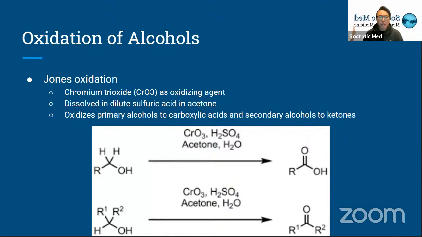And then another form of oxidation is called Jones oxidation. This is when it uses chromium trioxide as an oxidizing agent. CrO3 is the formula for chromium trioxide. In this reaction, the chromium trioxide is dissolved in dilute sulfuric acid in acetone, and it functions similar to those strong oxidizing agents, where it oxidizes primary alcohols to carboxylic acids and secondary alcohols to ketones as well.